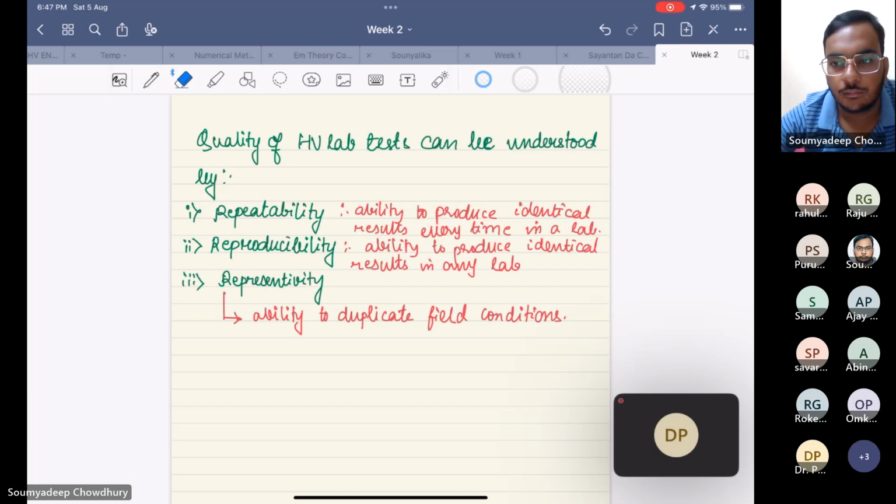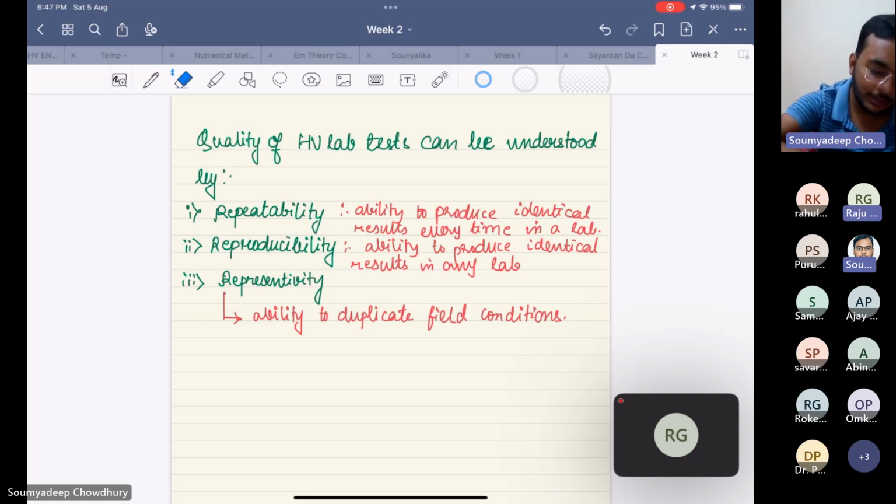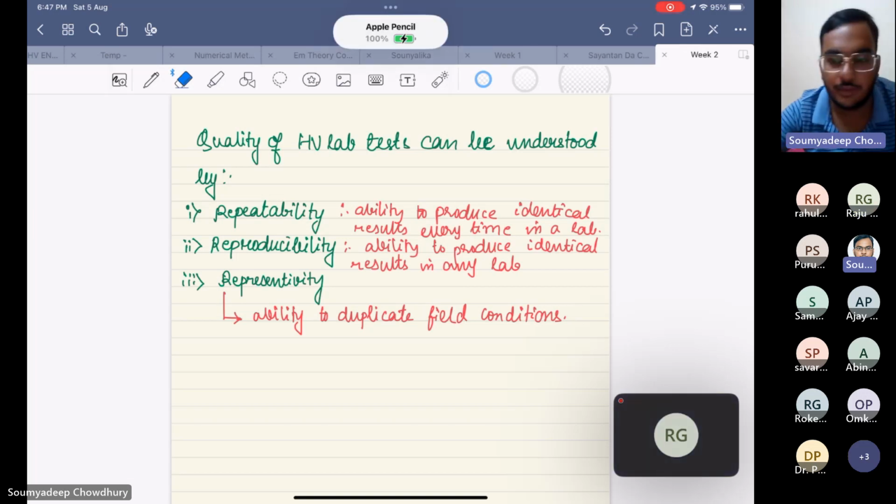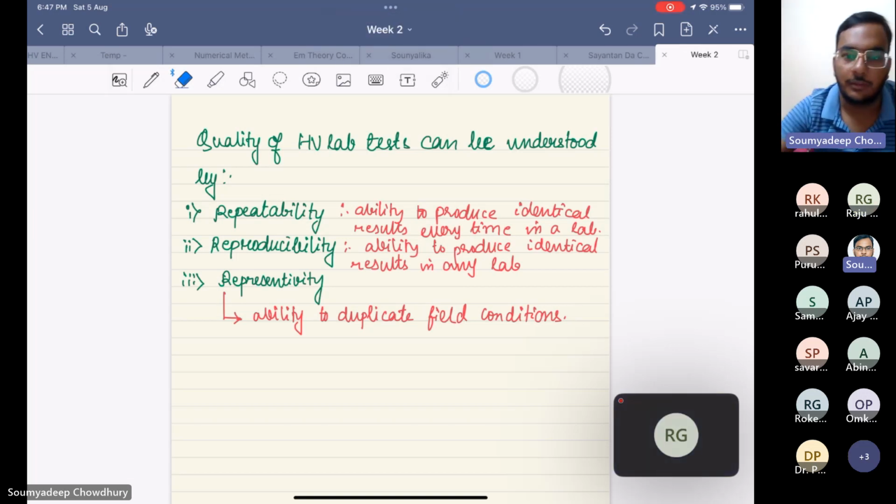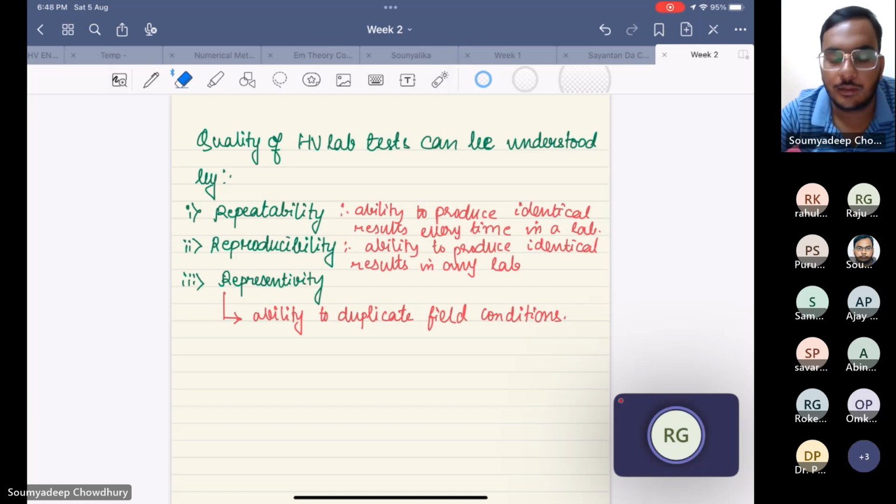Okay. Since you are saying repeatability, it does not have to repeat exactly, it cannot happen exactly. There is some tolerance band within which our result should be. Okay, fine. If it is within the tolerance, it is acceptable. Right. Thank you. Thank you. Okay, thank you.